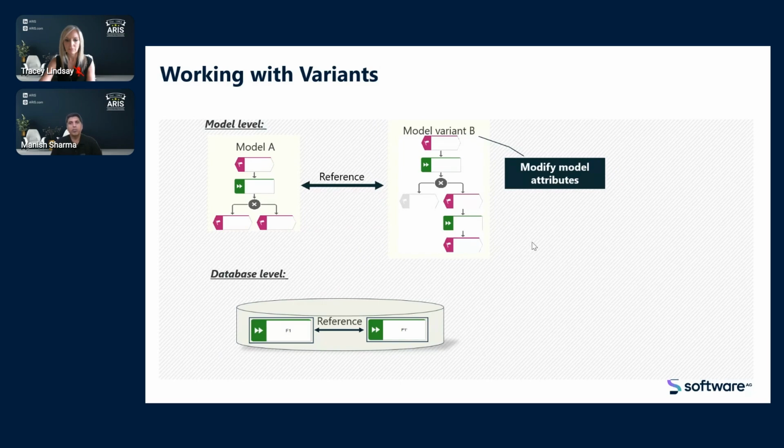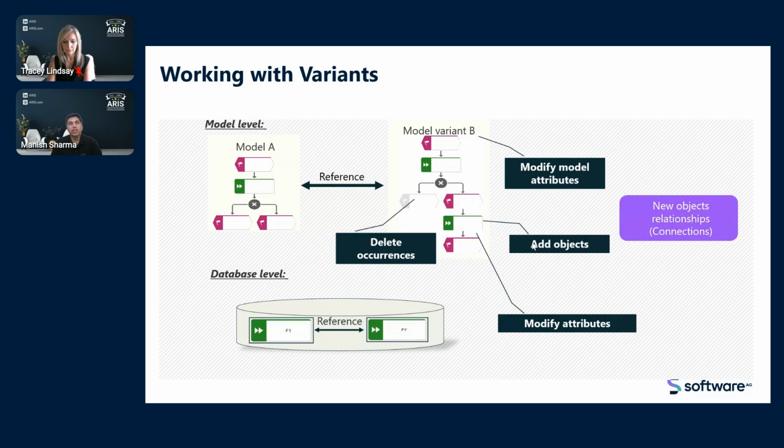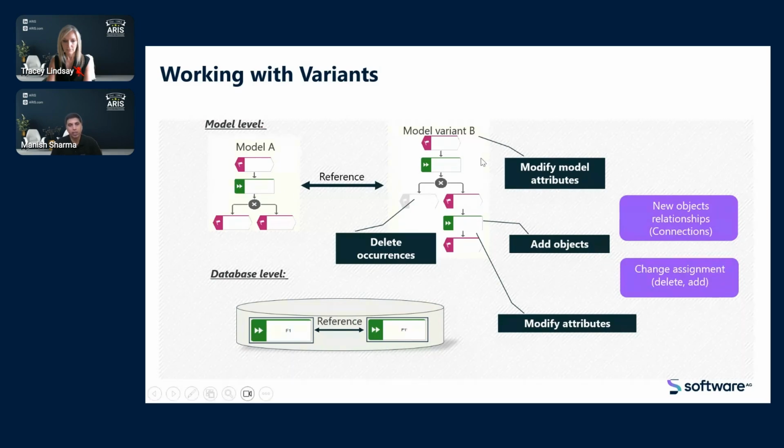In order to be able to modify the attributes of the model, modify the attributes of the objects, or add or delete objects, as well as any new relationships in the variant, as well as change their assignments. So if you have a model A, which has a variant model B, you can edit this model B without affecting the model A.